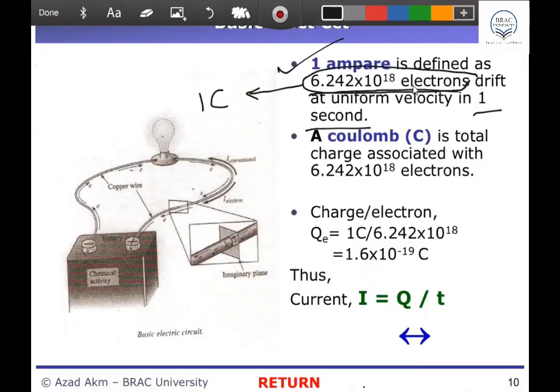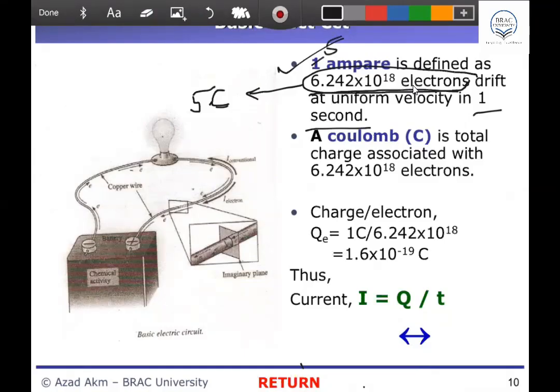That is 1 ampere. Now, if I say this is 5 coulomb charge, not 1 ampere, this is 5 coulomb. If we say that thing is 5 coulomb charge per second, then it will be 5 ampere, not 1 ampere. The 5 coulomb charge per second is 5 ampere, and 1 coulomb charge per second is 1 ampere.